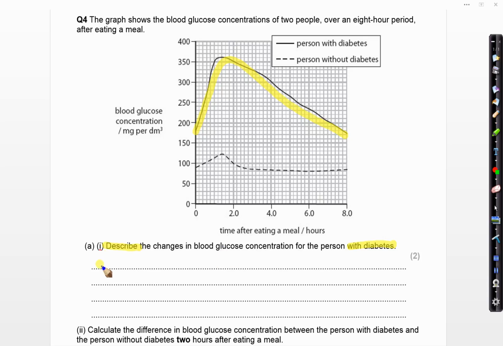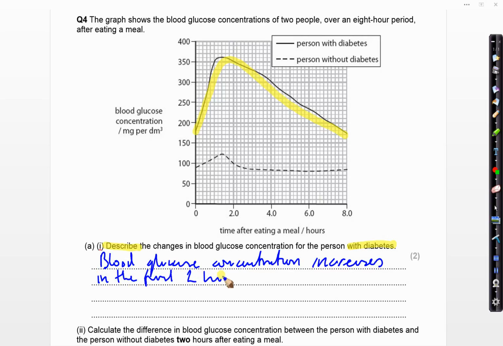Let's start with blood glucose concentration. Increases in the first 2 hours, we could say. The first 2 hours. And then decreases. So I've basically described the changes, and I pick up 2 marks.